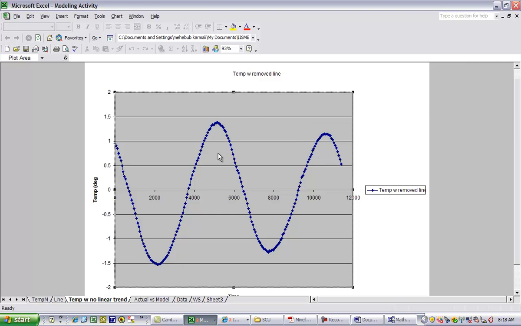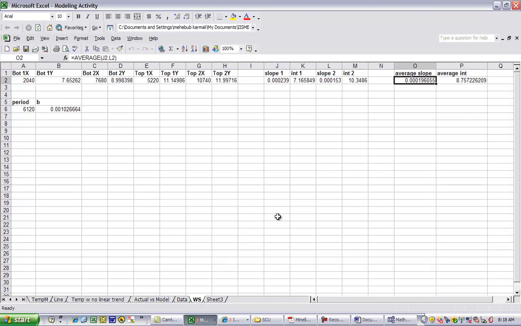Okay, so let's go back to the worksheet, and here are 2 other cells that I've created. Here's my period, so please make sure you have all these cells in your worksheet. You're going to be emailing me this worksheet, so make sure everything is organized as I show you here. You have 2 cells, one labeled the period and the other one b.